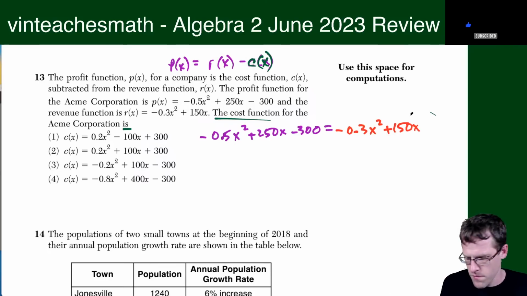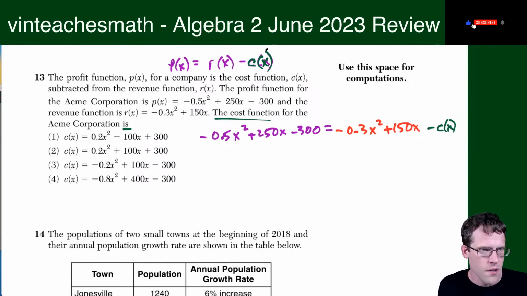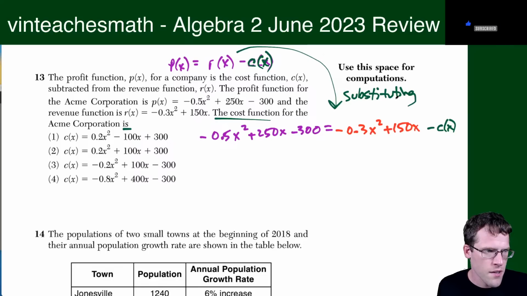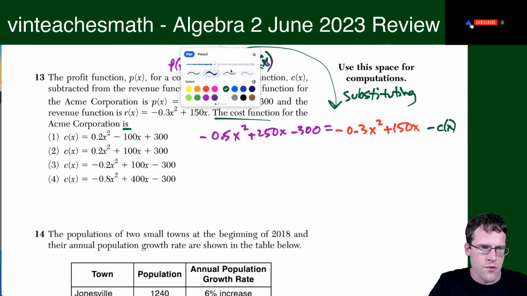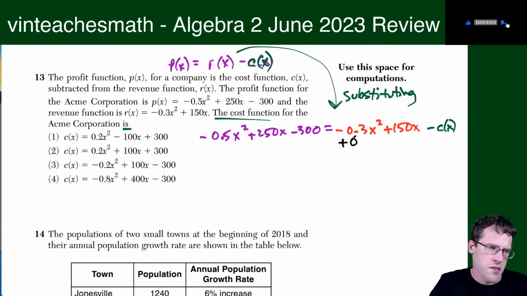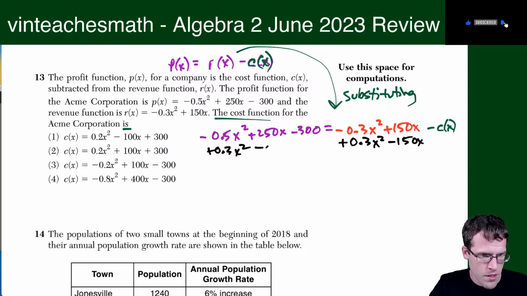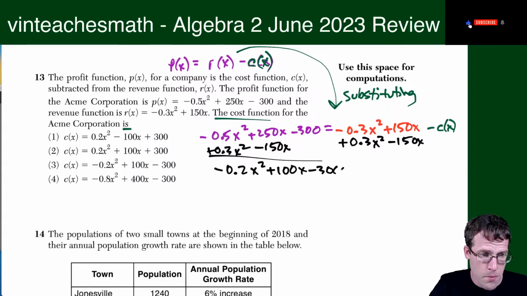Okay, so we're going from here to here by substituting. And then algebra, you're at the algebra Regents, so do some algebra. So plus 0.3 x squared here, plus 0.3 x squared, minus 150x, minus 150x. Now this gives you negative 5 plus 3 is negative 2, but just put a decimal, 0.2 x squared. 250 minus 150 is 100. Minus 300, but be careful here. Okay, minus c of x.